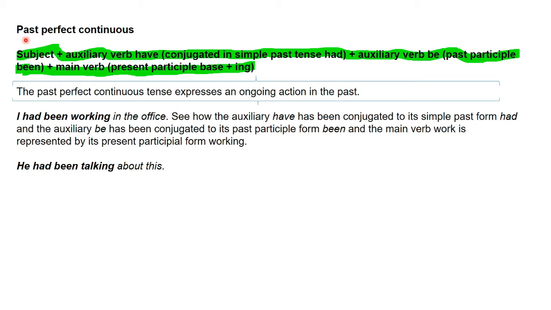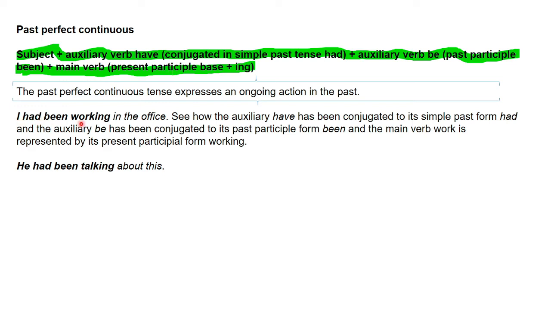In case of a present perfect tense, the action was continuing until the present time. But in case of a past perfect continuous tense, the format is subject plus the auxiliary verb have conjugated in the simple past tense had. This is same as in the case of past perfect tense, and the auxiliary verb be in its past participle form been. I earlier told you that the past participle form of be is been, and the main verb in its present participle form. Now see how ing forms or present participle forms are being used in progressive or continuous tenses, and past participle forms are being used in the perfect tenses.